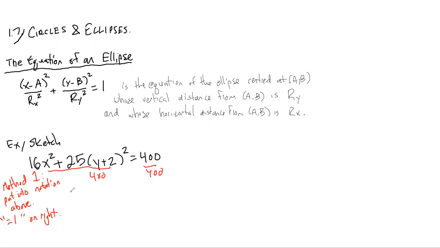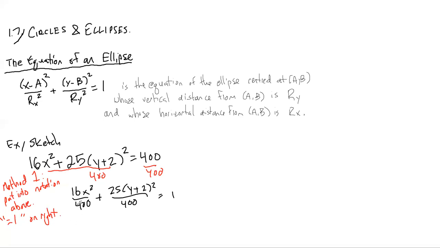And so I'll have 16x squared over 400. These are really two terms here. 25 times y plus 2 squared over 400. And then on the right side, we have the equals 1 that we want. And then what we can do now is clean up these numbers a little bit.